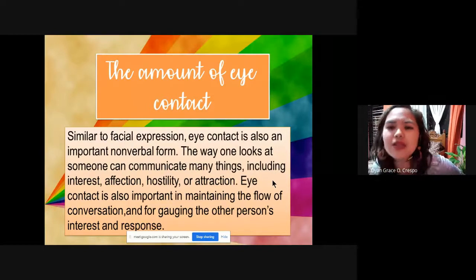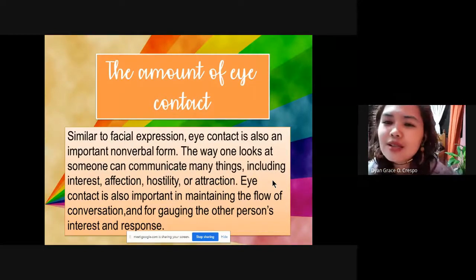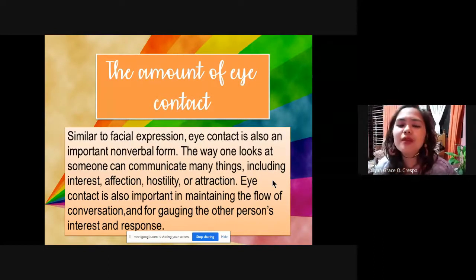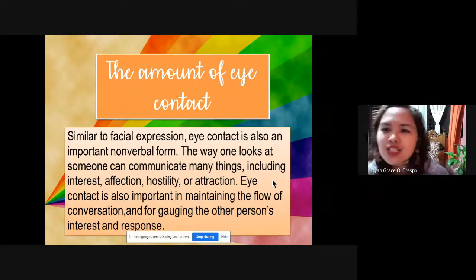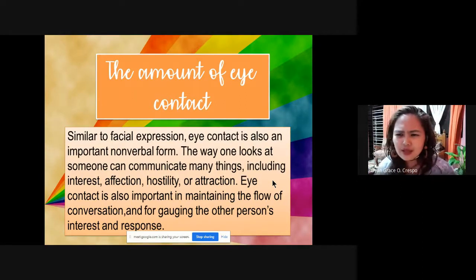The amount of eye contact. So, similar to facial expression, eye contact is also an important part of the nonverbal form. So, the way one looks at someone can communicate many things, including interest, affection, hostility, attraction. So, makikita mo parang nakaganon sa'yo. Ay, sabihin mo, ay, katakot, baka galit, gano'n, di ba? Or minsan, kanina pa siya makatingin sa akin. Uy, crush ka nun eh. O, di ba? So, minsan, gano'n. So, it depends. Okay? Some eye contact is very important.